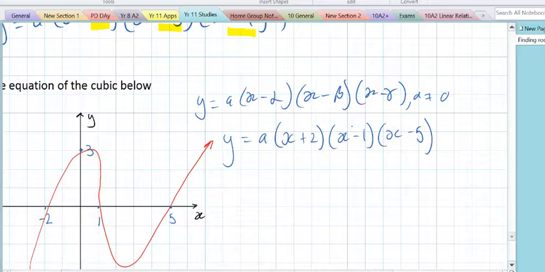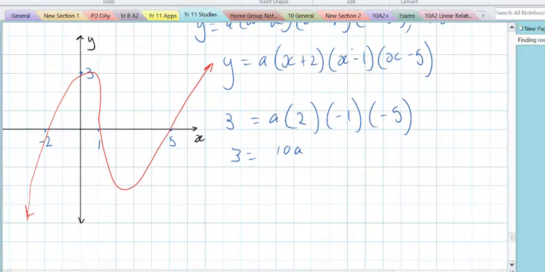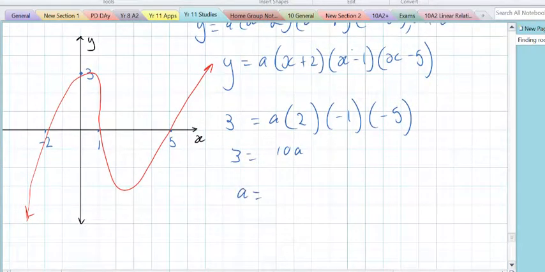Now, same with quadratics, we substituted the roots in to find the terms in the brackets, and then we use the final piece of information to find A. So with quadratics, we use that point to find A, and the same with cubics. So if we want to find the exact equation of the cubic, we should be able to define A also. So here we substituted the point 0, 3. So when y equals 3, x equals 0, 3 equals A bracket 2, neg 1, neg 5, so 3 equals 10A. A equals 3 on 10.